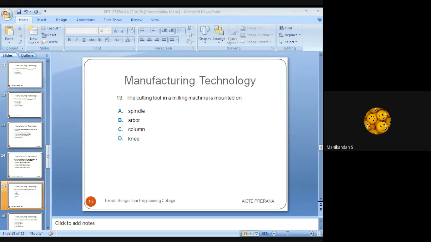The arbor is a device used to fasten to the spindle, and the milling cutter is mounted on it. So the cutting tool in a milling machine is mounted on the arbor. Mostly the tool is attached with the arbor and a worm gear in order to connect to the spindle also. I will note it.